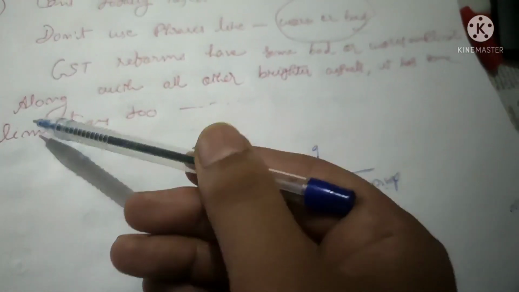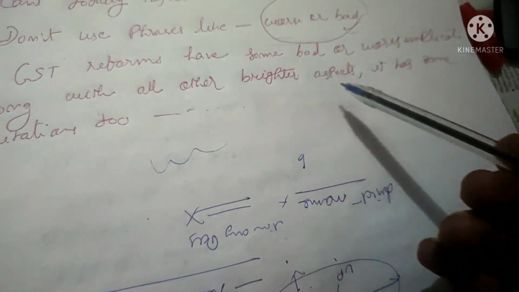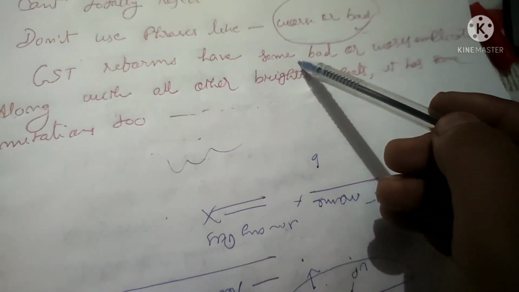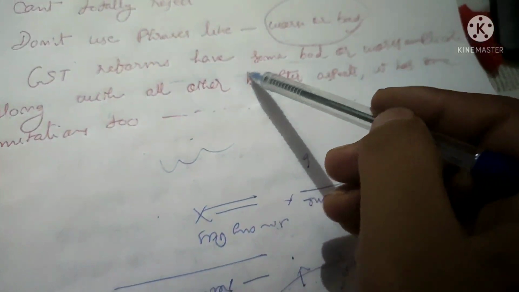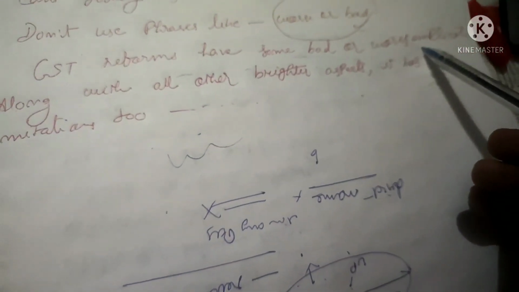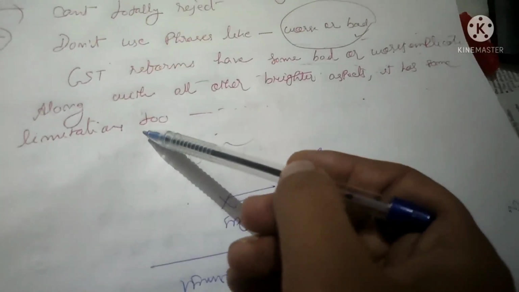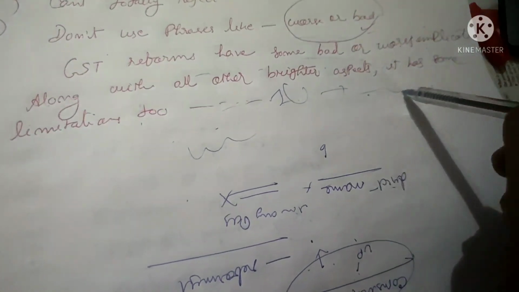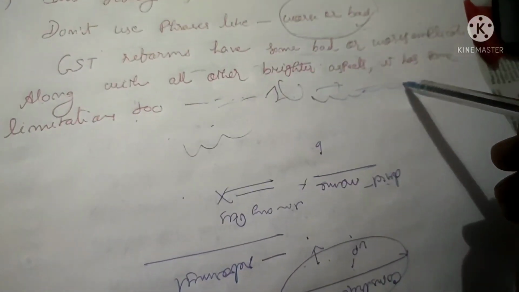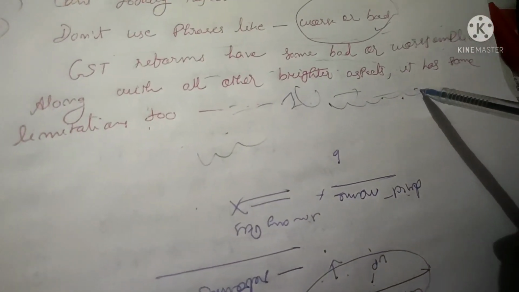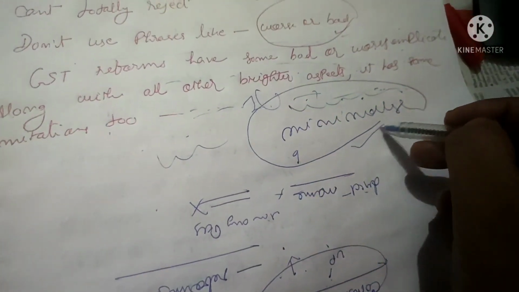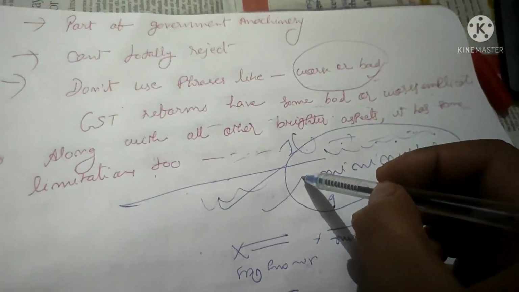Instead you can write, along with all other brighter aspects, it has some limitations too. Right, see the use of sentence structure. "GST reforms have some bad or worse implications" is not good to write in UPSC. Instead, you can write, along with all other brighter aspects, it has some limitations too. Then you can mention those limitations. Right, these are the ways of writing answers or using constructive criticism in UPSC answer writing. Thus, you have to minimize the intensity of negativity through words.